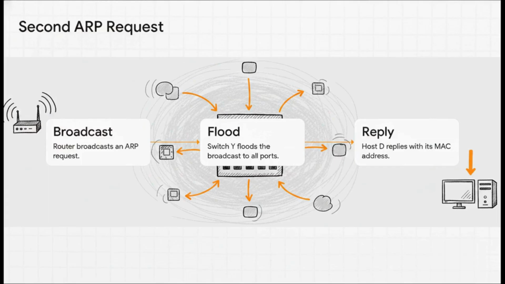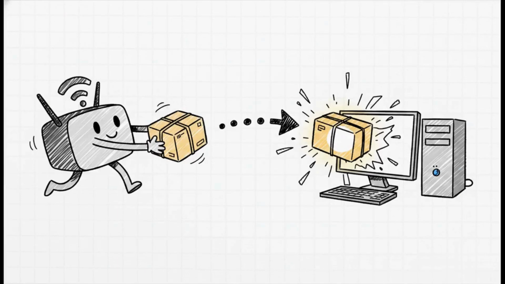Step 3. Host D receives the request, says, hey, wait, that's my IP address, and replies directly back to the router with its physical MAC address. And just like that, the layer 2 header is rebuilt. The brand new header has the source MAC as the router's ETH2 interface and the destination MAC as host D. The router wraps the data in this new header and successfully delivers the packet to host D.